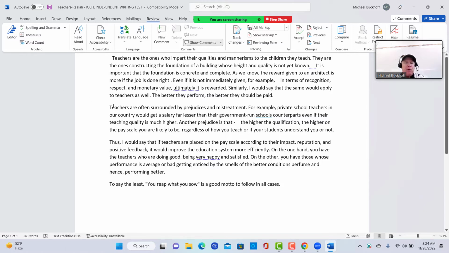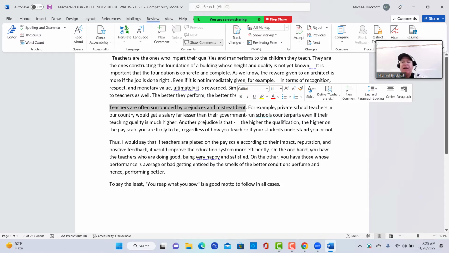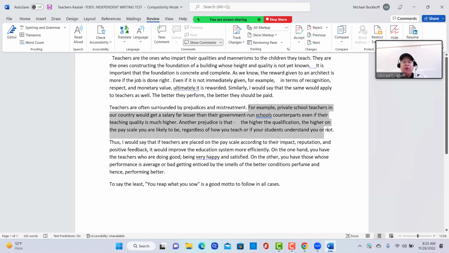Then you say teachers are often surrounded by prejudices and mistreatment. So this topic sentence does not connect back to the writing prompt. It just states a fact. You're not making any argument here, and you don't really have any specific example within this paragraph to support your ideas. You don't really have unity because the paragraph has no purpose.